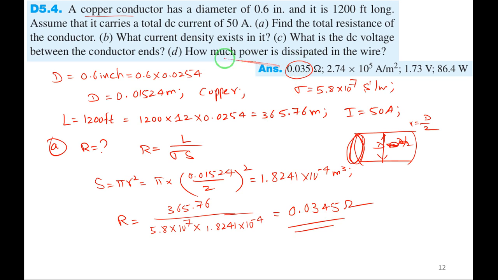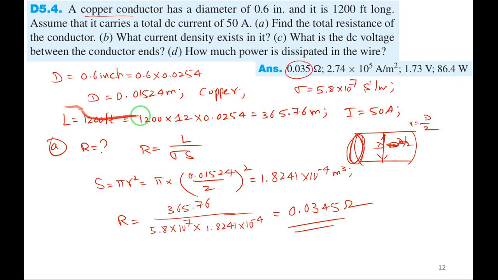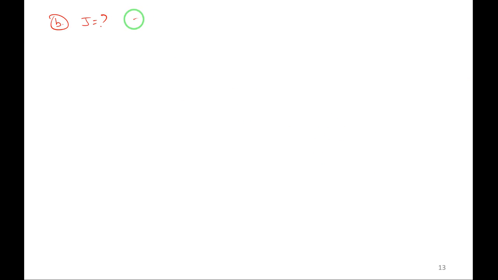Okay. The next part B, what current density exists in it? They have asked J. All these things are given. So how to find out J? J equal to sigma E. E is equal to V by L. Any other way? Current I is given. So yes, current density is current passing through unit surface area. So J is equal to, current I is how much? 50 amps.